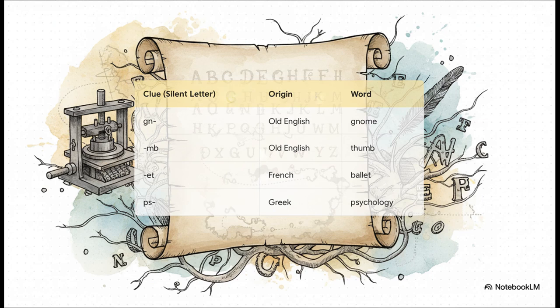You see a silent GN at the beginning of a word like gnome? That's a huge clue it's from Old English. That MB combo you see in thumb? Also Old English. See a word ending in a silent ED like ballet? That's practically a postcard from its French origins. And that silent PS in a word like psychology? You can bet you're looking at a word borrowed from Greek. Each silent letter is like a passport stamp.